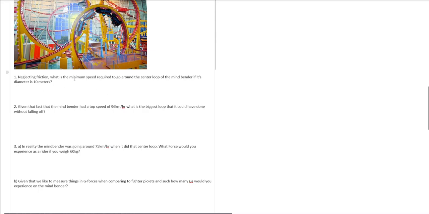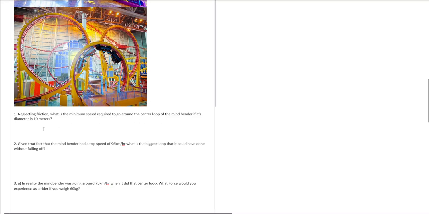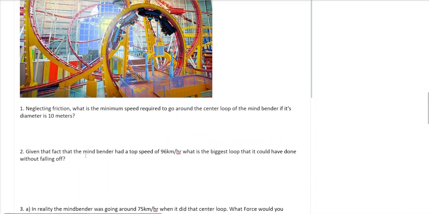So, neglecting friction, what is the minimum speed to go around the center loop of the Mindbender if the diameter is 10 meters? Now, let's zoom in, just give a little bit more clarity. Okay, the diameter is 10 meters, so the radius is 5 meters. Very important. We also know F_C, centripetal, is our F net, which equals your F_G, because it's talking minimum speed, so it has to be F_G. So our centripetal force equals mg, which is our gravity, right?